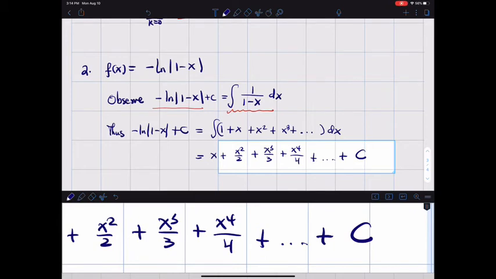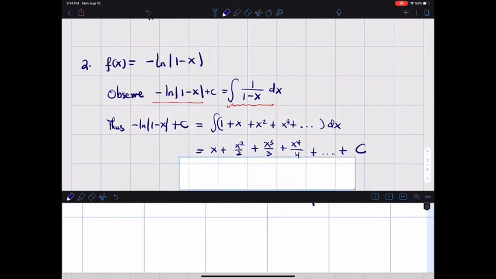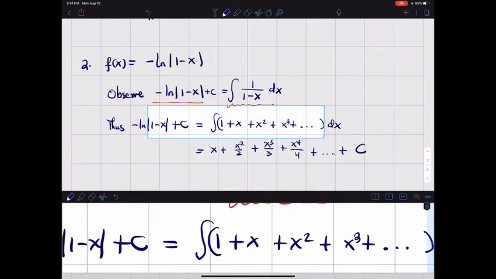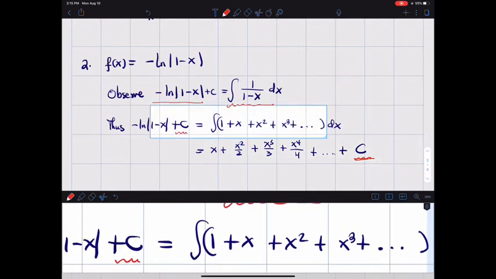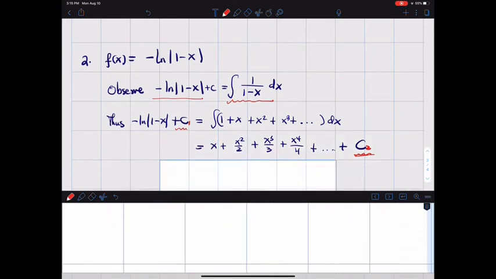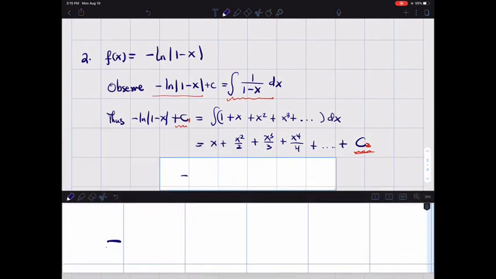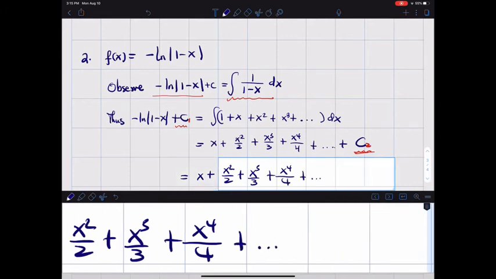So maybe we take all the c's and bring this c over here. Let's call this c1, and this is c2. Let's combine both of them on one side and call it c. So this is x plus x squared over 2 plus x cubed over 3 plus x to the fourth over 4, and then plus some c.